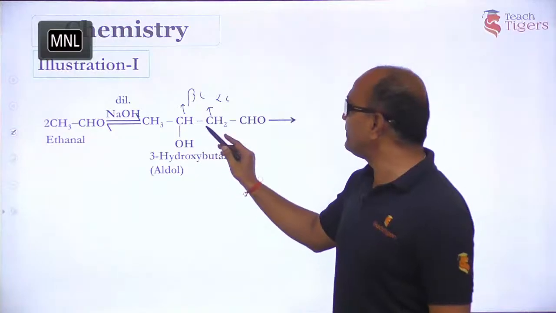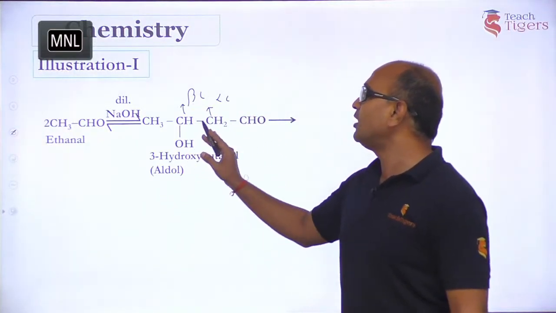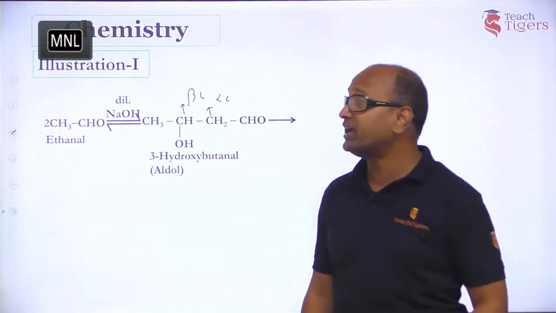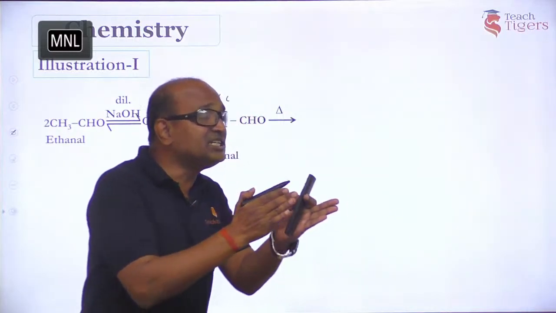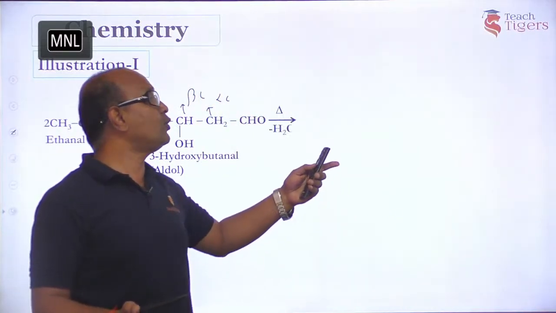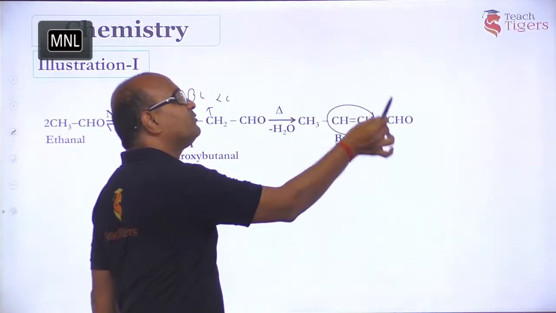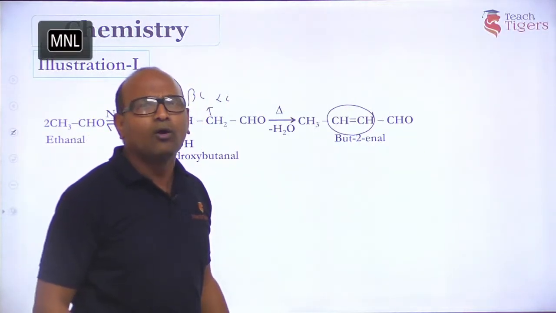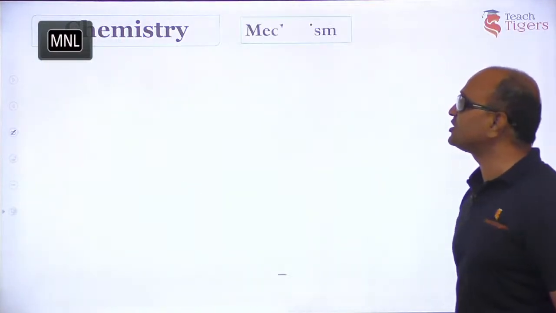Why is this beta? Because the carbon which is attached to the carbonyl group is called alpha. This is beta. We call this beta hydroxy aldehyde, which on heating, the further step is the condensed product, to give you alpha beta unsaturated, with a double bond formed between the alpha and beta carbon. Why and how is this product formed? Let us see the mechanism of this reaction.